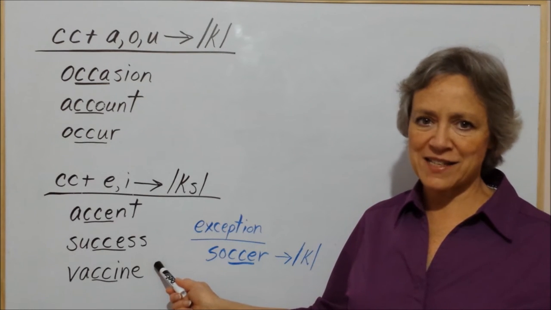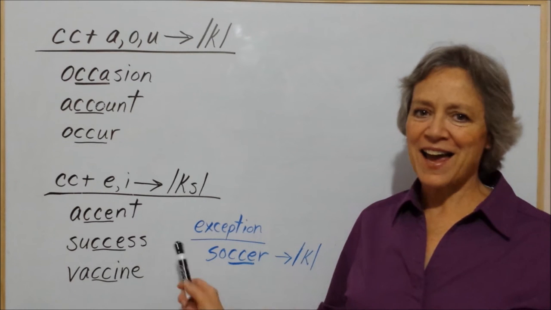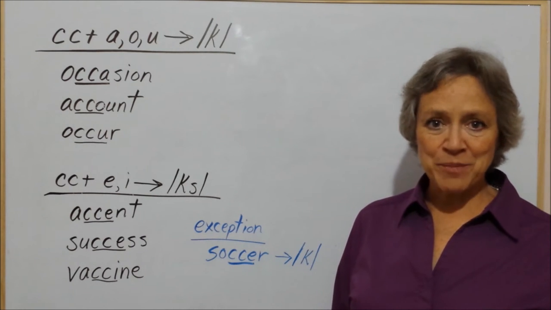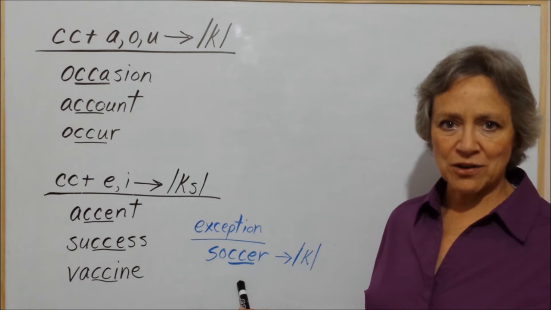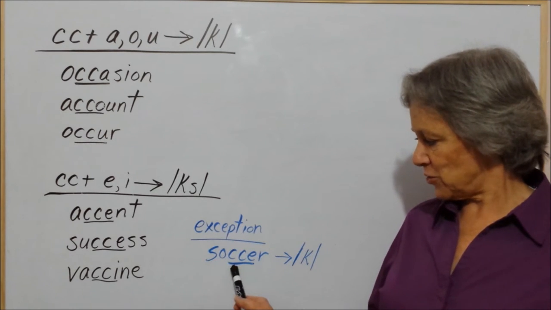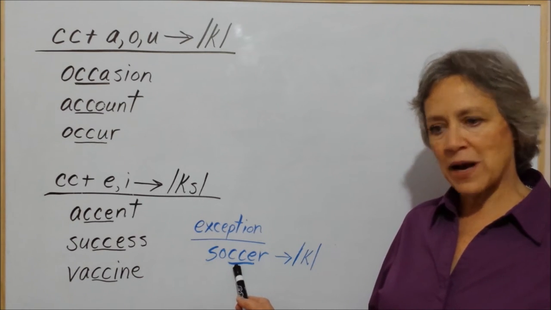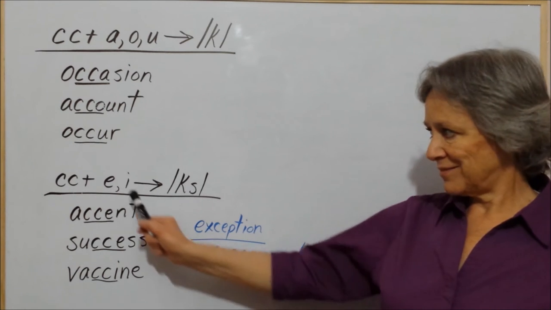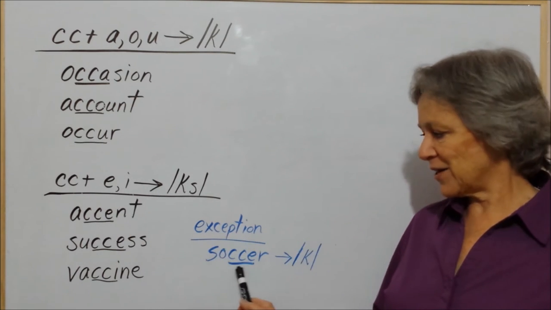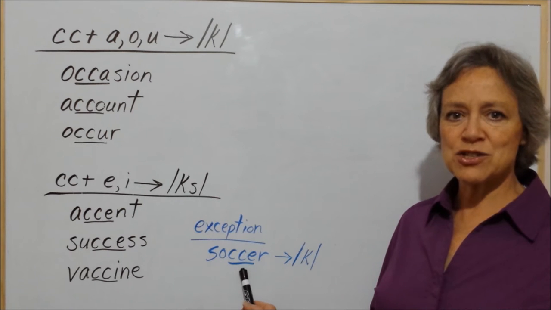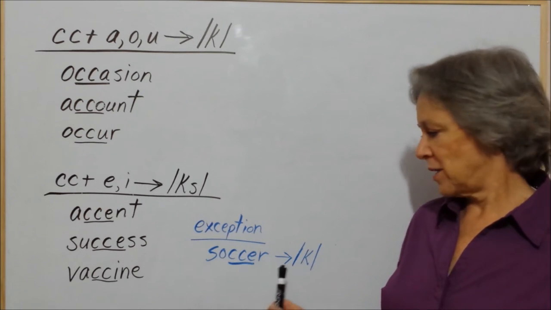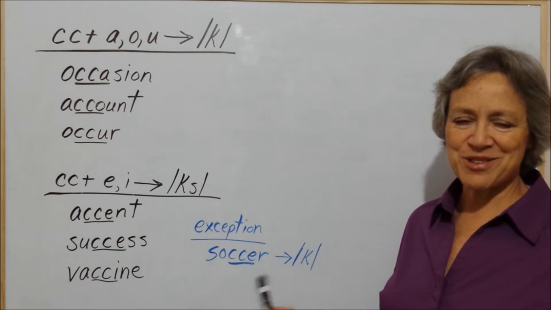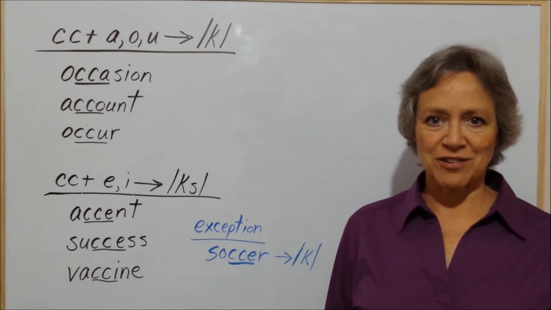Vaccine. Okay? And here is a very common exception to that rule. This is the word soccer. In this word, the two C's are followed by the letter E, like here. But here, the two C's do not make k, s. Instead, they just make one k sound. So this is the word soccer.